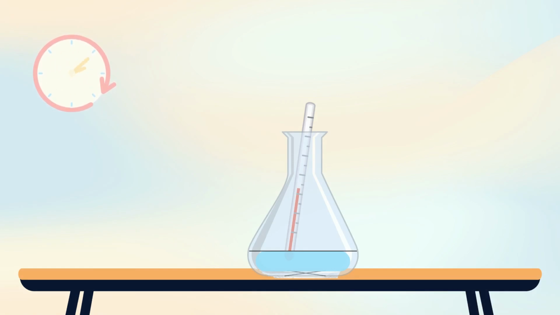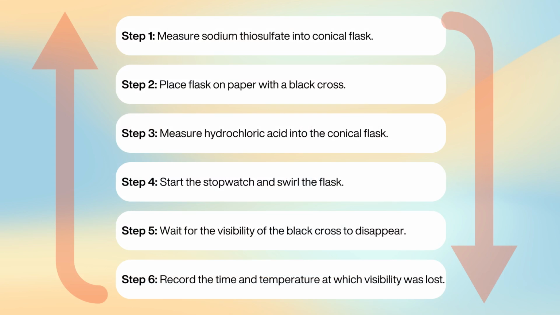Then, look down through the mixture and keep an eye on the cross beneath it. When the cross is no longer visible due to the reaction, stop your stopwatch and record the time. Measure the temperature of the reaction mixture once more and make a note of it. You will repeat steps 1 through 6, this time using sodium thiosulfate solutions at different starting temperatures. This will allow you to observe how temperature influences the rate of the reaction.